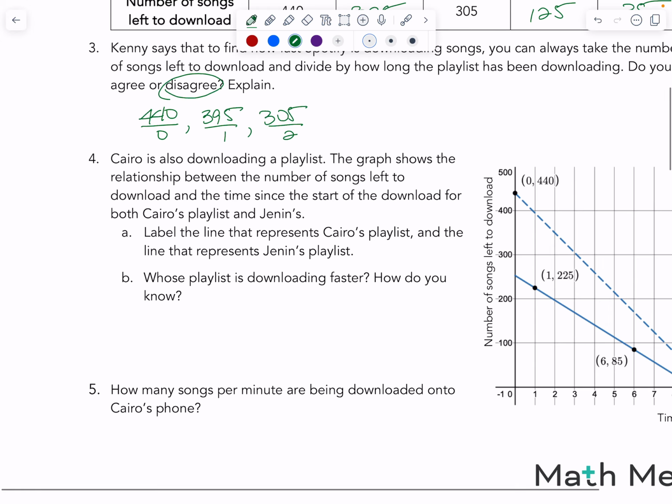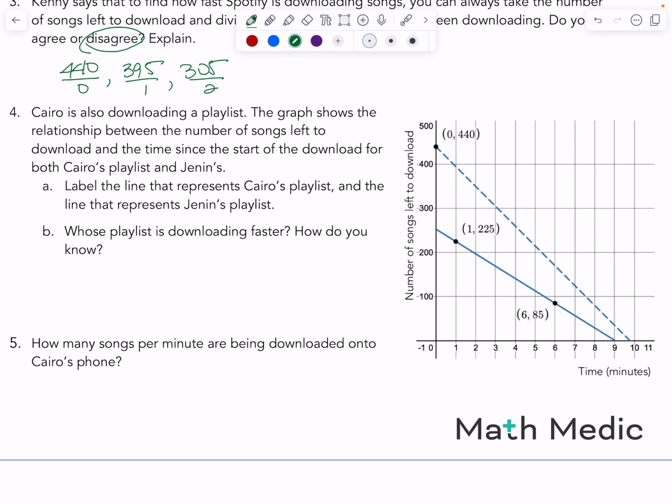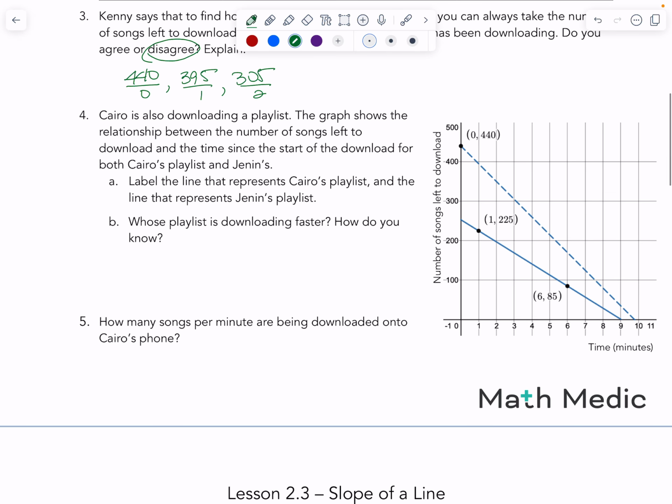Okay, so Kairos is downloading songs on a playlist. The graph shows the relationship between the number of songs left to download and the time since the start of the download for both Kairos' playlist and Jenin's. Okay, so label the line that represents Kairos' playlist and the line that represents Jenin's. So go ahead and pause the video for a second. All right, so Jenin's line is the dotted one, and Kairos' line is the solid one. Whose playlist is downloading faster? How do you know? Go ahead and pause the video.